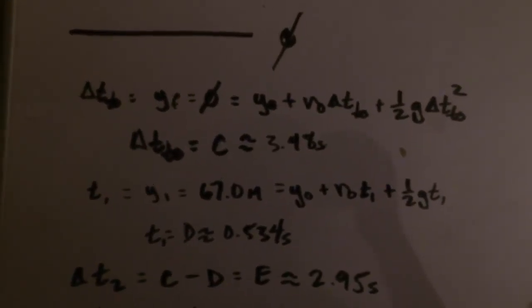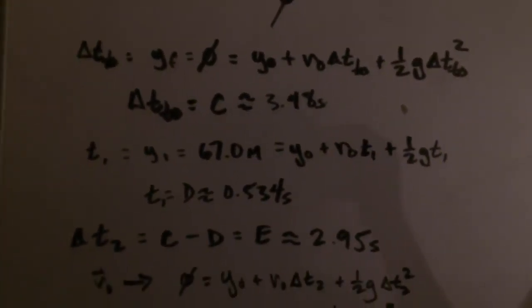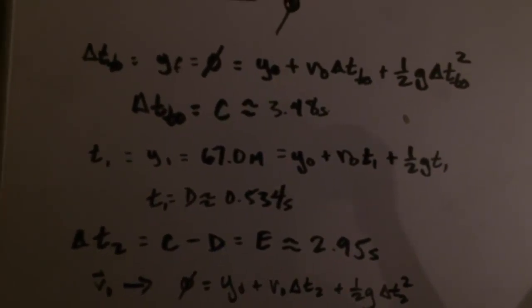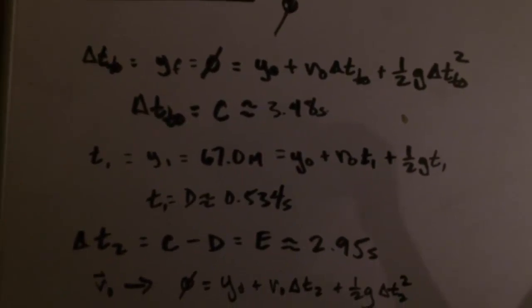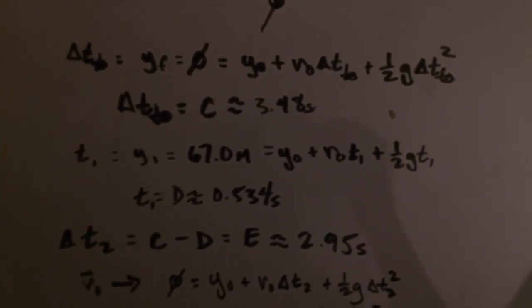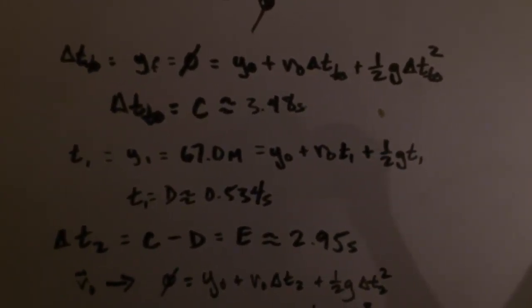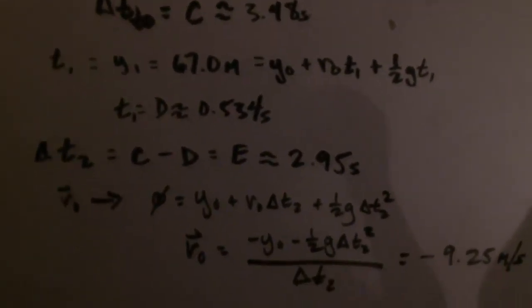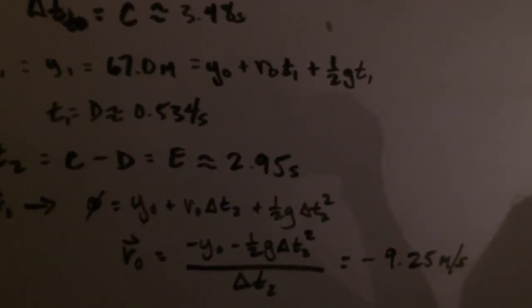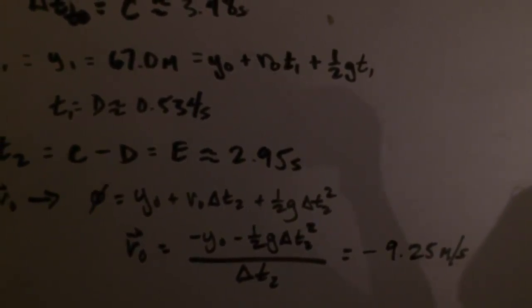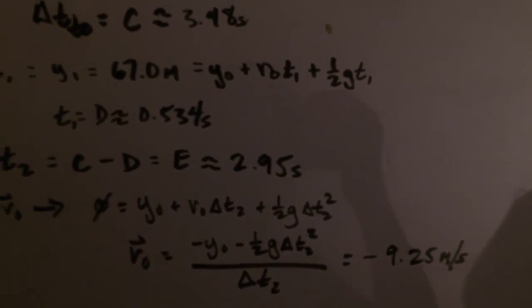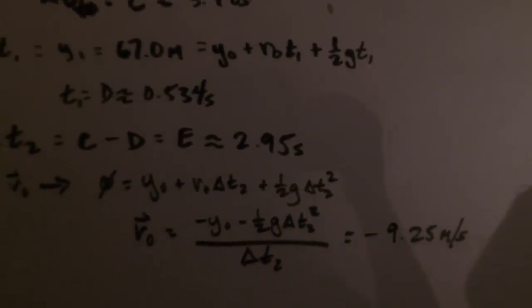To find out what initial velocity you must give your object, we are going to set yf equal to 0, y0 equal to 70. v0 in this case is unknown. Delta t2 is 2.95 seconds. g is negative. Rearranging this equation and solving for v0. Okay, so there we go. Now, keep in mind g is negative, so we have minus half g. That is a double negative, therefore we're going to get a positive.